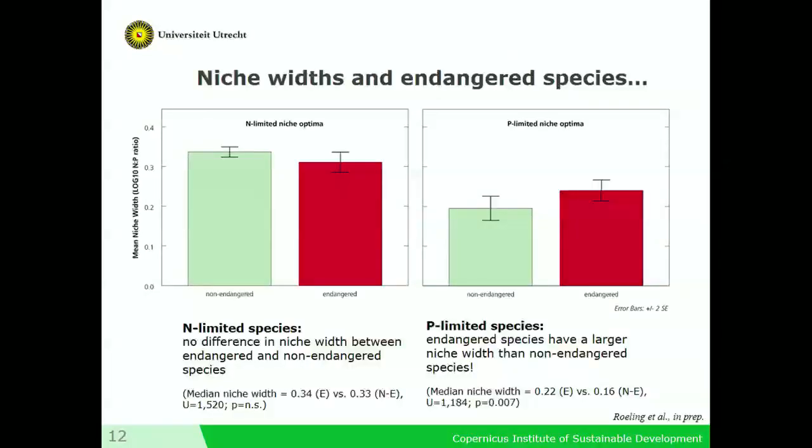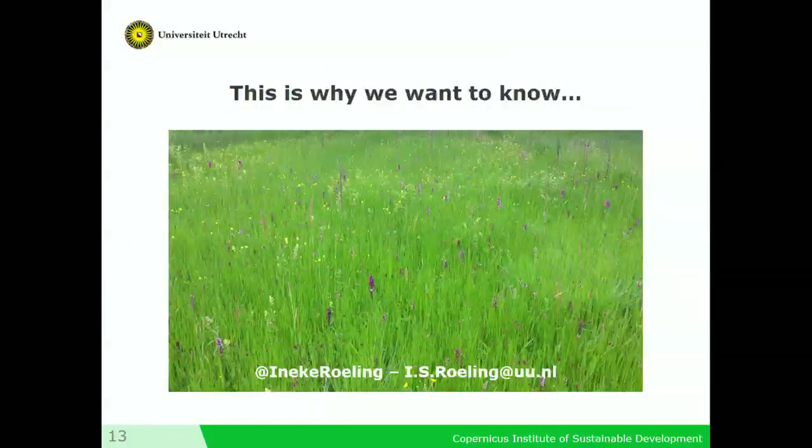So yeah, why? Well, we are still thinking about this, but we have the idea that some of the species with a very broad niche that are still endangered may actually be more influenced by soil moisture or maybe soil pH, and that the N:P ratio for them is not the most important factor in their environment. And this is why we want to know.